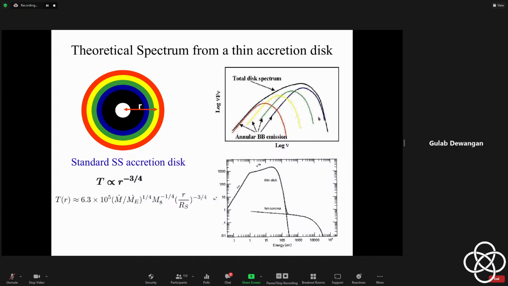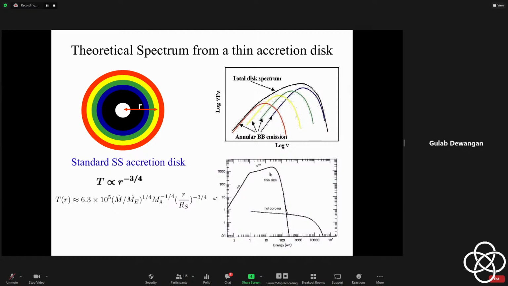So if we happen to observe in the optical, UV, far UV, and extreme ultraviolet bands, and then we derive the spectrum, and then compare with the accretion disk model, then ideally we can test the standard accretion disk model.